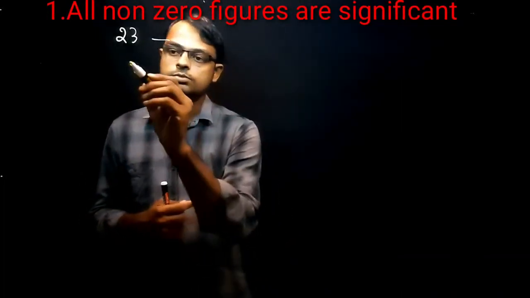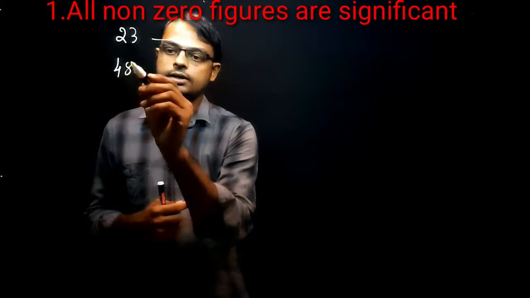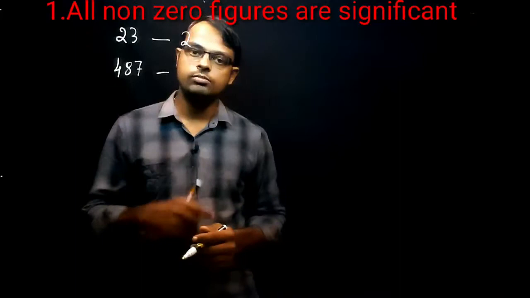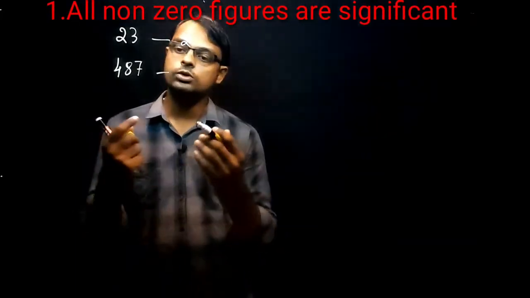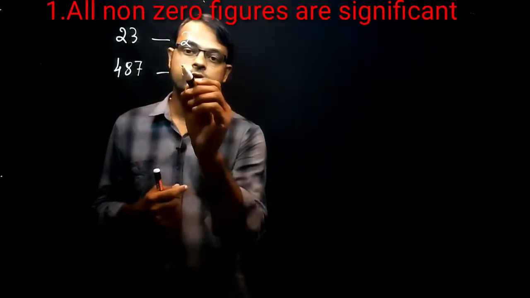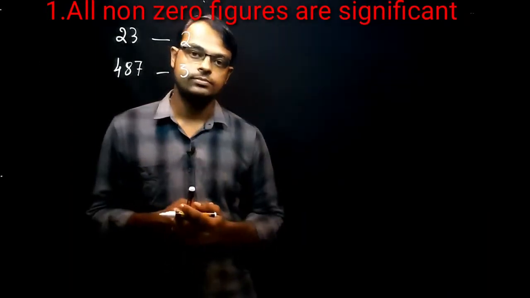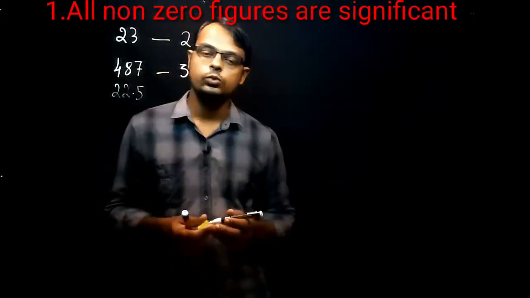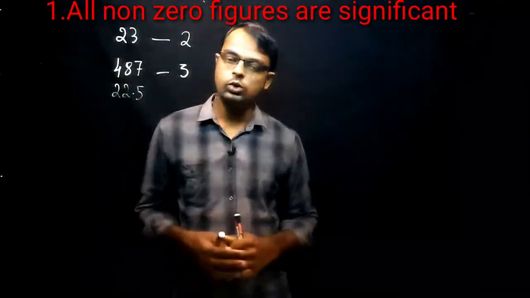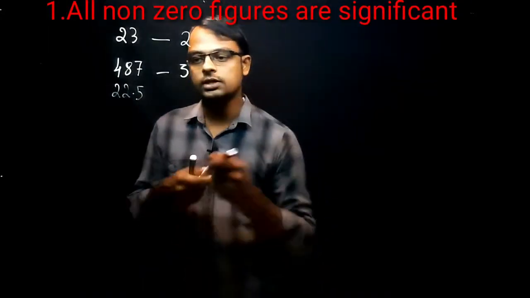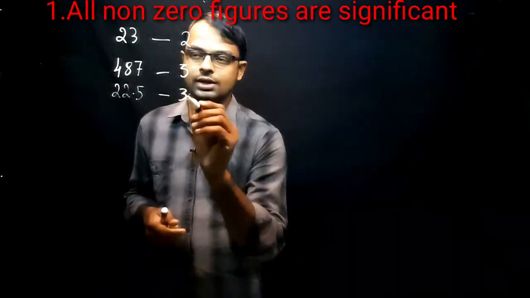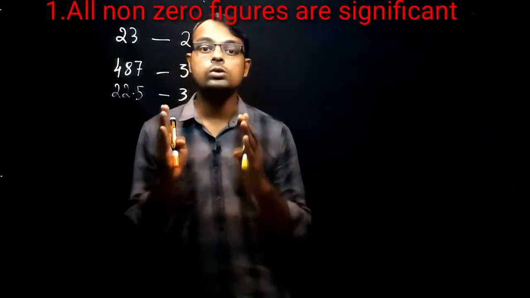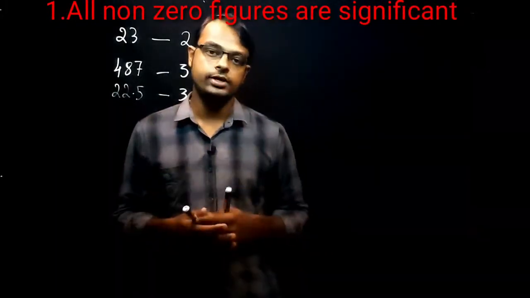Next, 487. All these are non-zero figures, so the number of significant figures in this case is 3. Or 22.5. It is also non-zero. How many significant figures are here? This is also 3 significant figures. So what is the first rule talking about? All non-zero figures are significant.